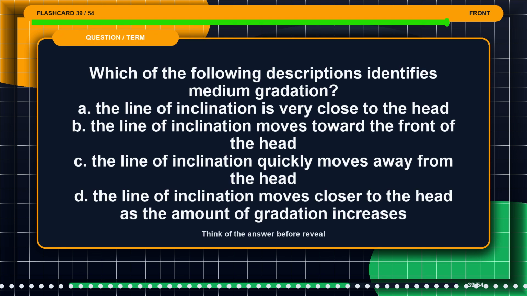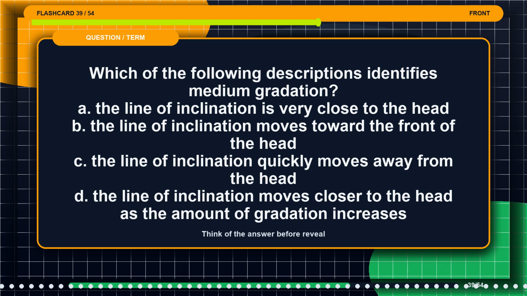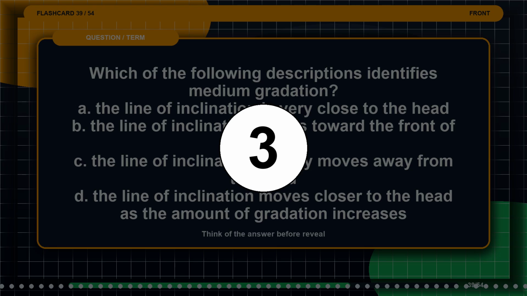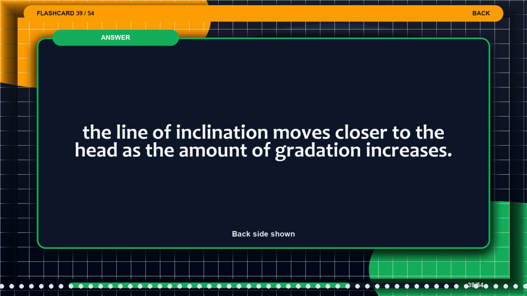Flashcard 39. Which of the following descriptions identifies medium gradation? A. The line of inclination is very close to the head. B. The line of inclination moves toward the front of the head. C. The line of inclination quickly moves away from the head. D. The line of inclination moves closer to the head as the amount of gradation increases. Pause and think of the answer before the reveal. The answer is the line of inclination moves closer to the head as the amount of gradation increases.